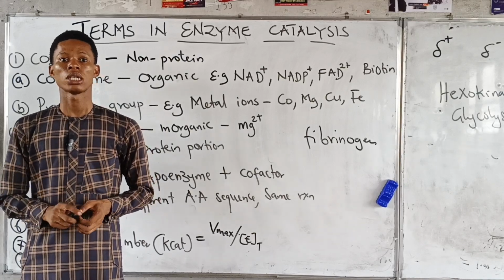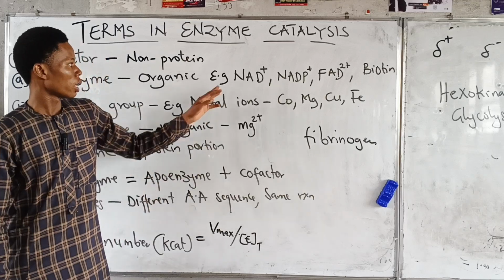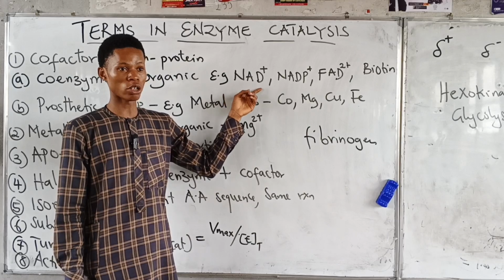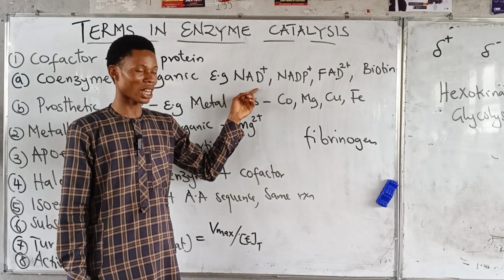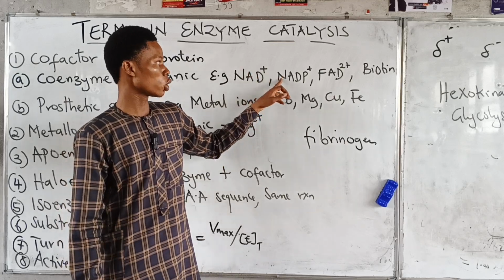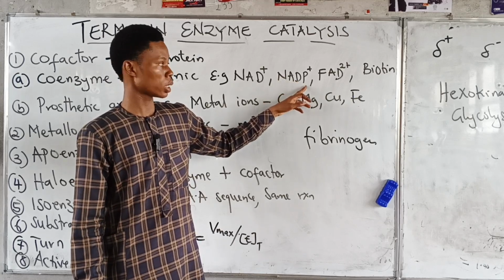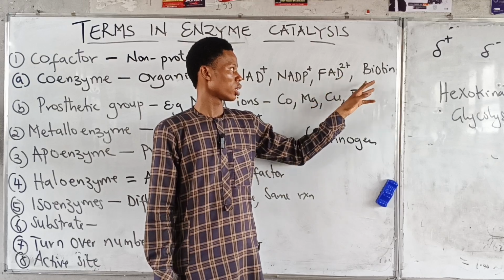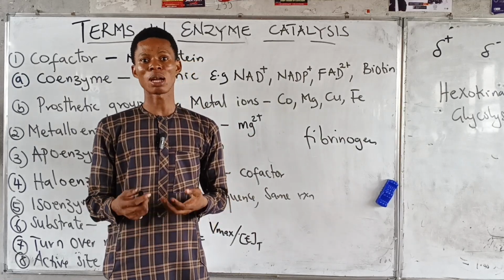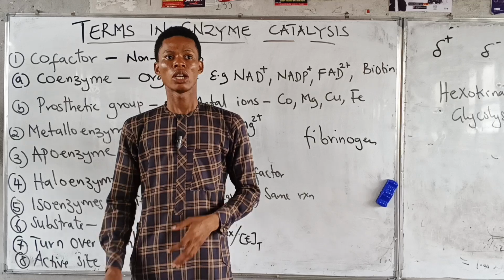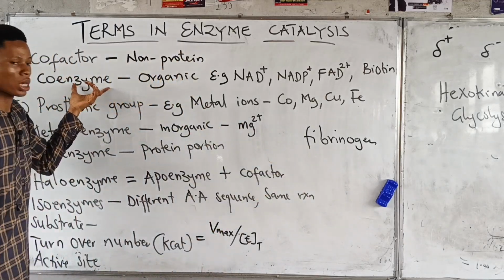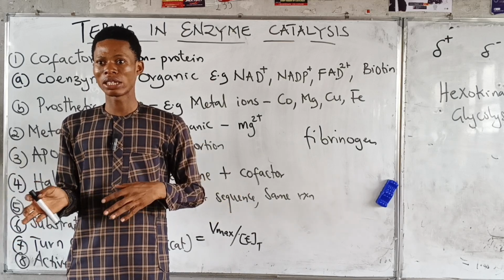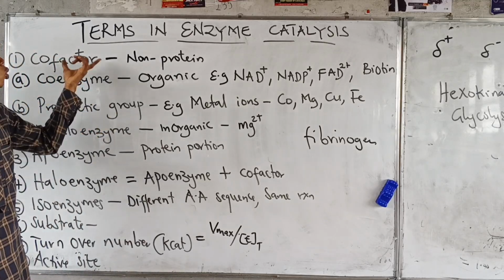Most of these coenzymes are active forms of vitamins. We are going to take vitamins as a topic. Example, NAD+. What's the full meaning of NAD+? Nicotinamide adenine dinucleotide, the oxidized form. NADP+ is nicotinamide adenine dinucleotide phosphate, the oxidized form. This is flavin adenine dinucleotide. Then biotin. We have other ones, like vitamin B12, the active form, cyanocobalamin. All those things are coenzymes. And remember, coenzymes are the non-protein part, and they are organic.